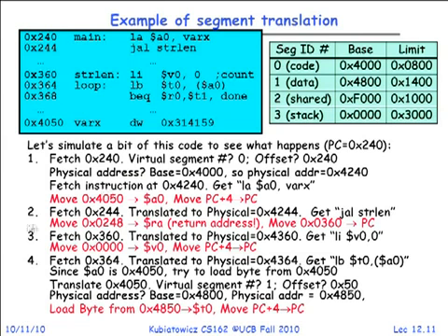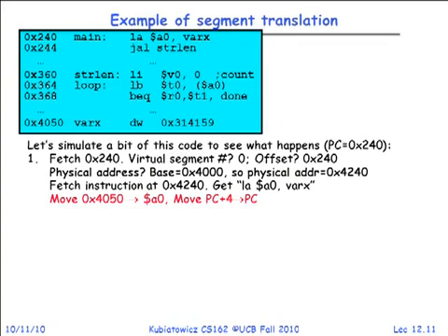Okay. So the next thing we're going to do is load what's in A0, which is basically var x. Where's var x? Does everybody see that here? Var x has 4050 in it. So basically, we're going to load 4050 into A0. So 4050 moves into A0, and we're going to add 4 to the PC. Now, questions on that translation, just that little segment there.